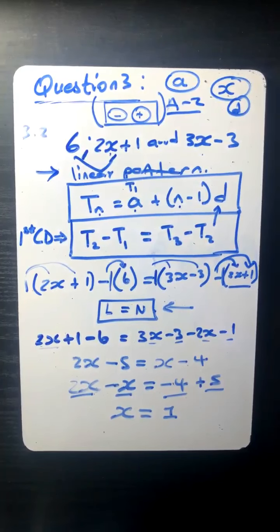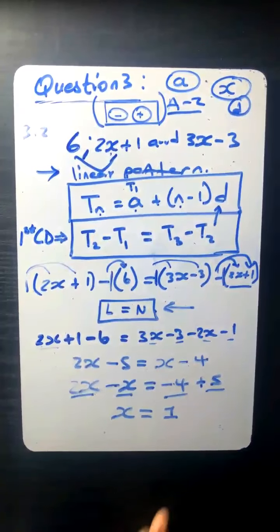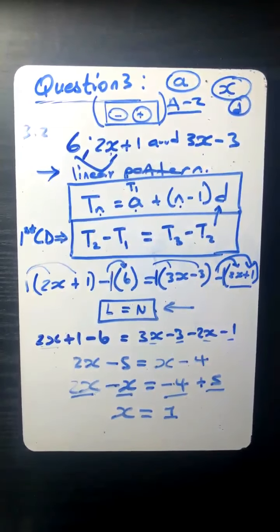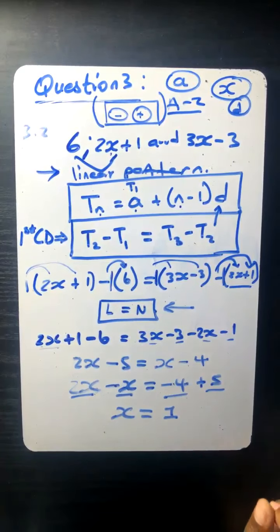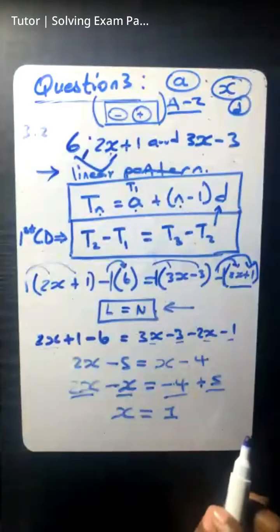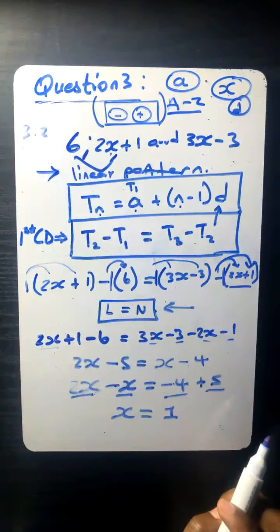I said 1. Guys, did she say positive 1 or negative 1? Is it me? Hey, can someone help me? Did she say positive 1 initially? Tumelo, did you not say negative 1 first time? No, I said positive 1.